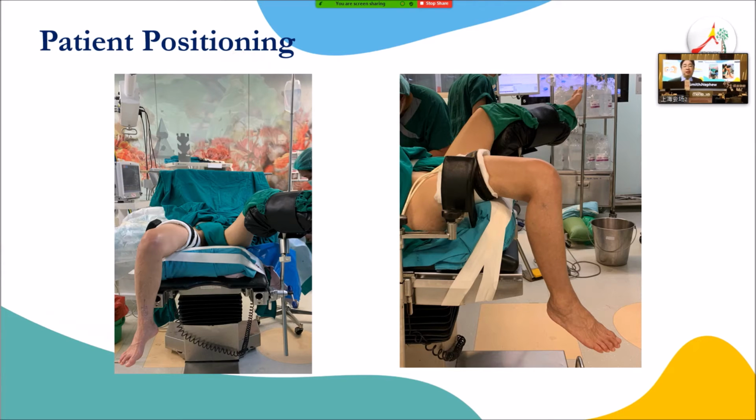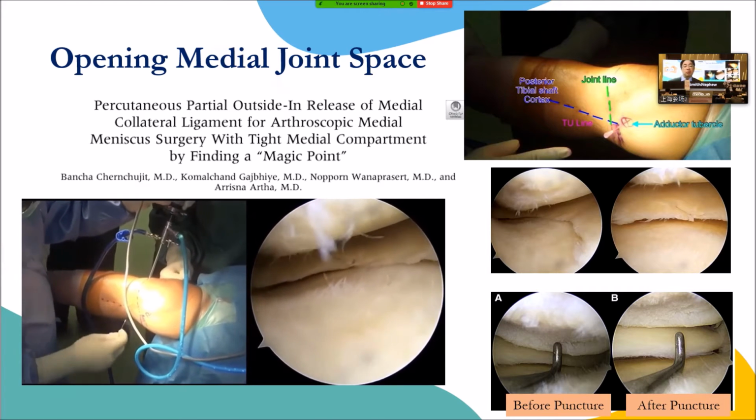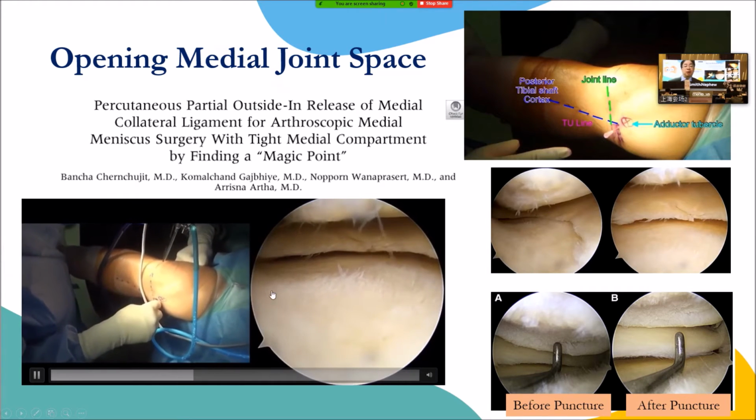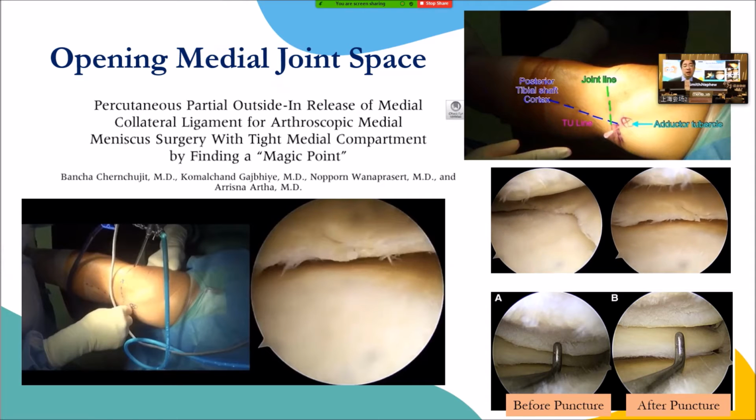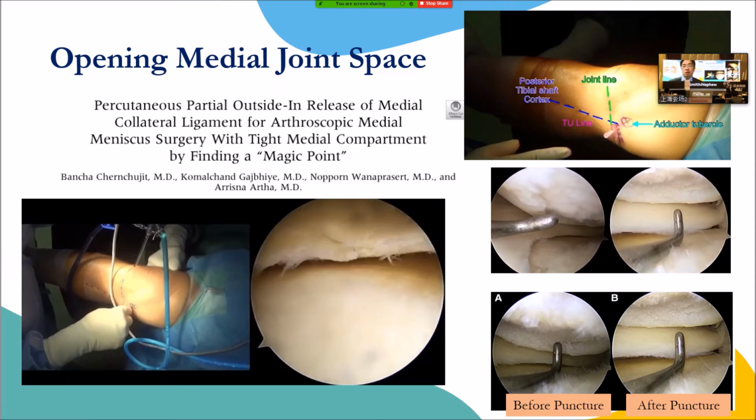I drop the leg down at the end of the table because we can go around the knee, front and back. First of all, you need to open the medial joint space. This is my paper, just published last month in Arthroscopy. We call this the extrusion magic point. The magic point is a point where you can open the joint suddenly in one shot.